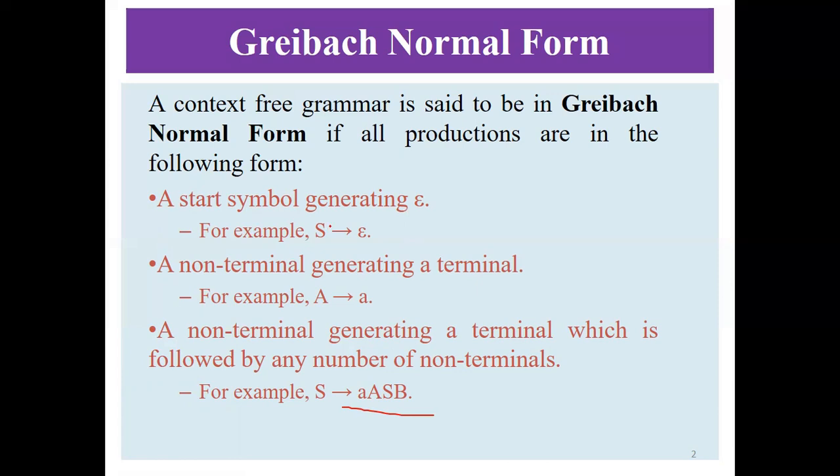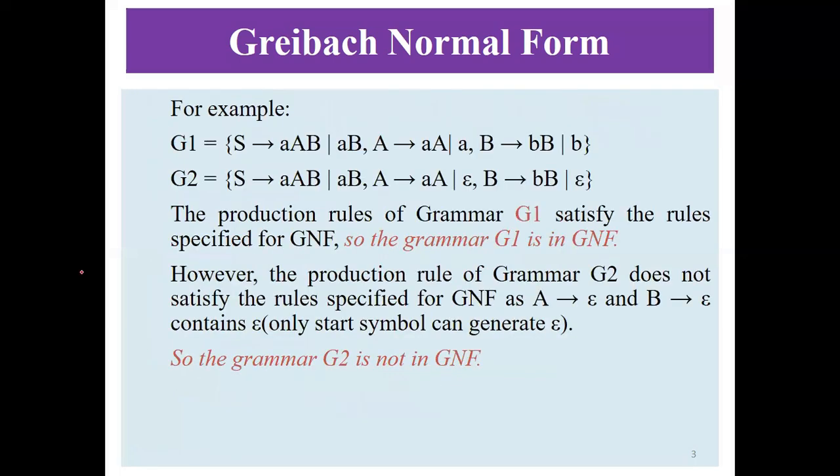The first rule is that the starting symbol may contain epsilon. Next, a non-terminal tends to a single terminal, or a non-terminal tends to a single terminal followed by any number of non-terminals. So these three rules we have to follow. Consider that we have two grammars, G1 and G2. We are going to find out which one is in GNF.